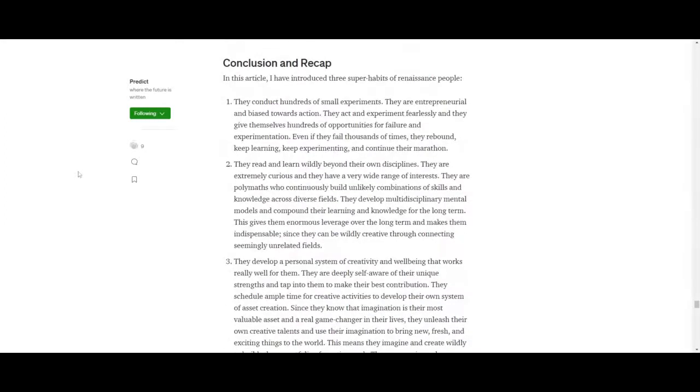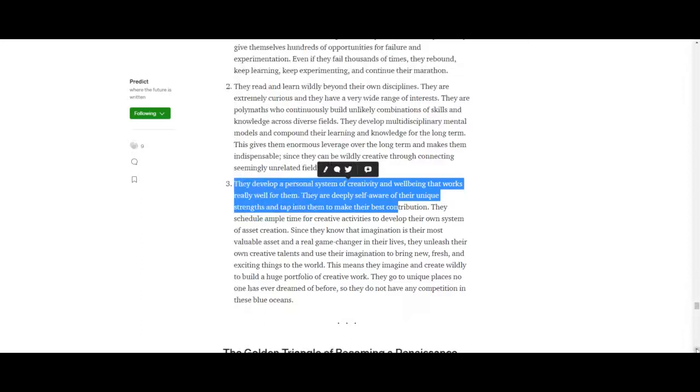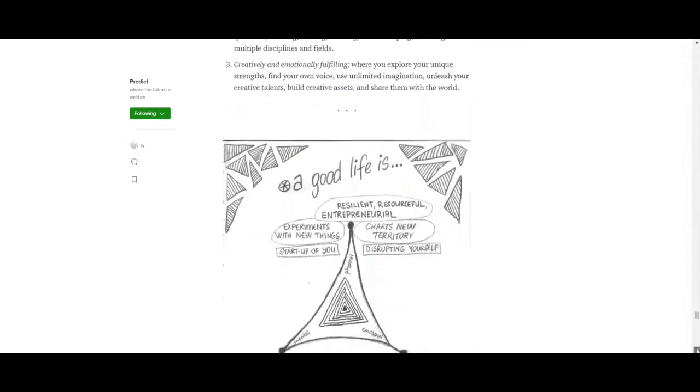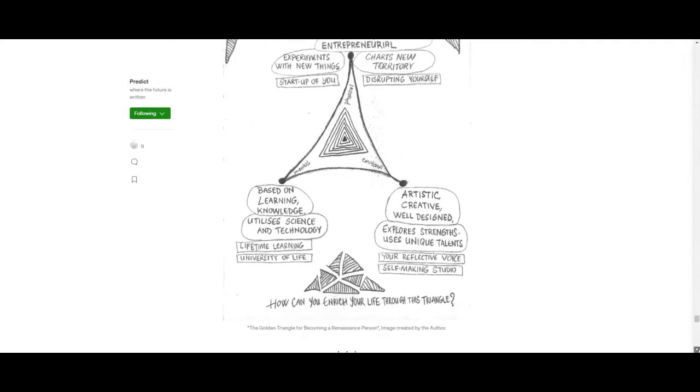So if we recap, there are 3 super habits. Number 1, you need to conduct hundreds of experiments and fail a lot of times. Number 2, you need to read and learn widely beyond your own discipline. Be really curious and multidisciplinary, a polymath. And number 3, you need to develop your own system of creativity and productivity. So if you do these, then you can become a Renaissance person, and you can achieve a good life, which is entrepreneurial, artistic, creative, and based on knowledge. So if you can balance these 3 in your life, then you live a really good life.